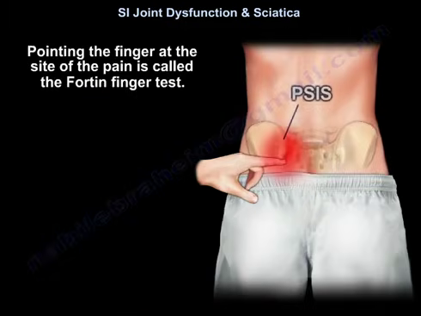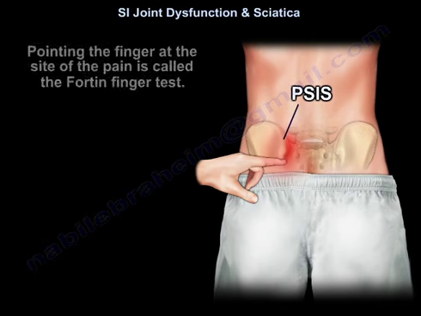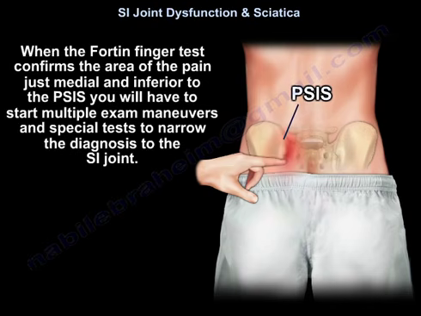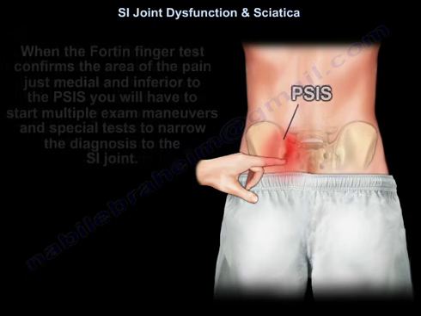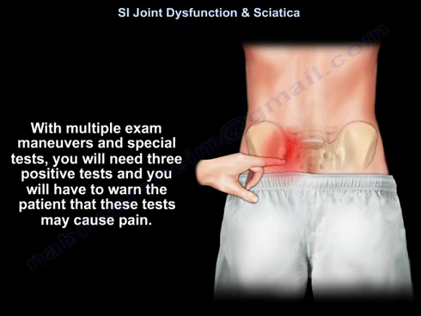Pointing the finger at the site of the pain is called the one-finger test. When the one-finger test confirms the area of the pain just medial and inferior to the posterior superior iliac spine, you will have to start multiple exam maneuvers and special tests to narrow the diagnosis to the sacroiliac joint. With multiple exam maneuvers and special tests, you will need 3 positive tests, and you will have to warn the patient that these tests may cause pain.